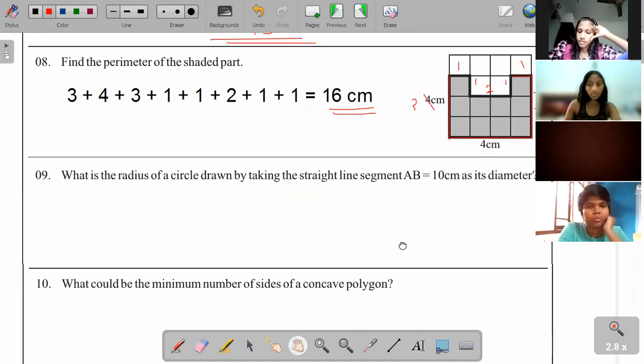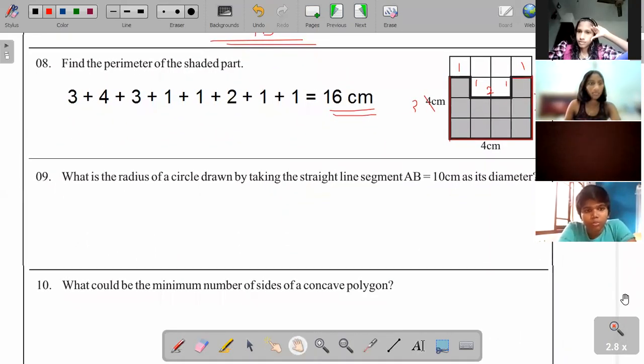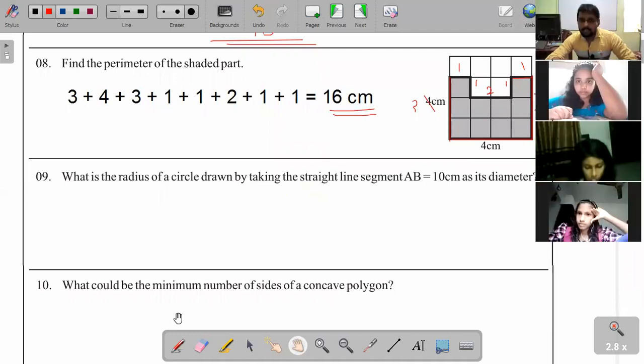Then I'm going to question number 9. You write the answers, okay? What is the radius of the circle drawn by taking the straight line segment AB equal to 10 centimeters as its diameter?